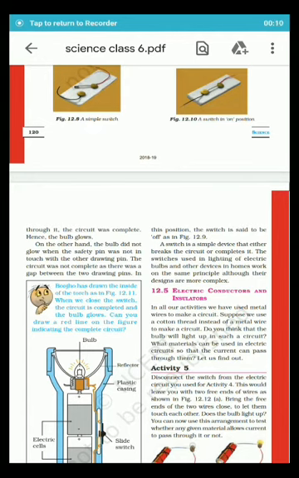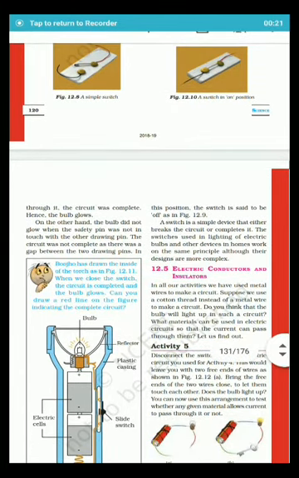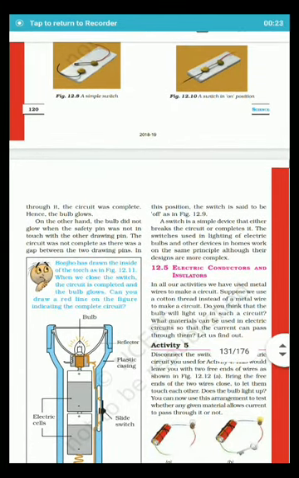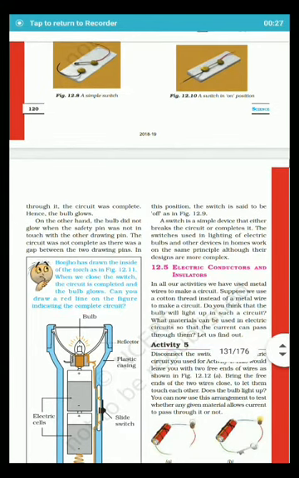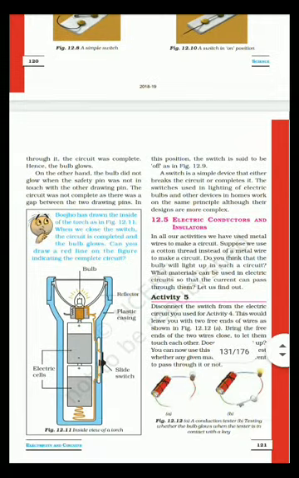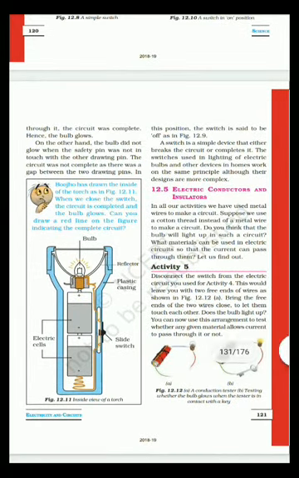Last class, we looked at the Class 6 Science NCERT up to the electric switch. A switch is a simple device that either breaks the circuit or completes it. The switches used in lighting electric bulbs and other devices in homes work on the same principle, although their designs are more complex.